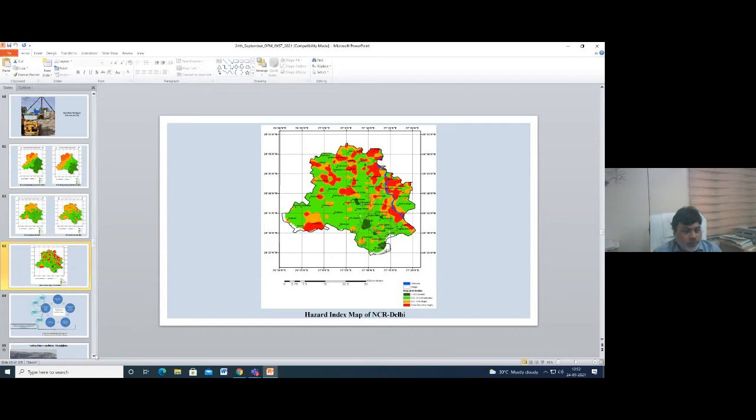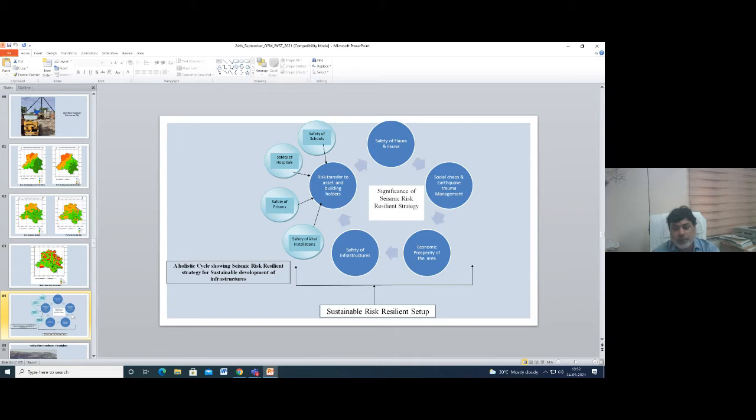So by this microzonation, we are able to give significant information for a risk resilient strategy, for the safety of the schools, the safety of the hospitals. These are vital and crucial structures. Also the safety of the prisons, the safety of vital installations, and the safety of infrastructures like the bridges, the tunnels, the power plants, and vital structures, nuclear plants.